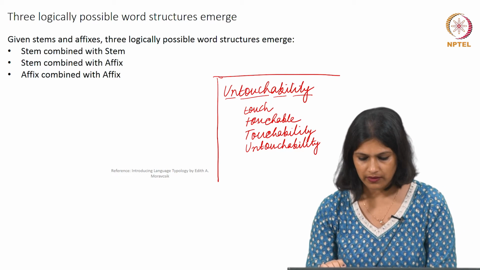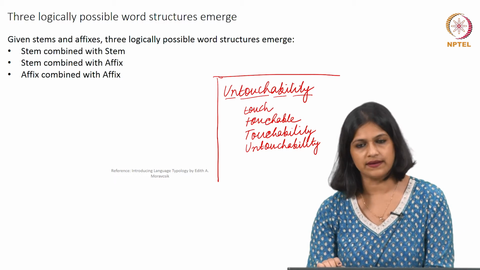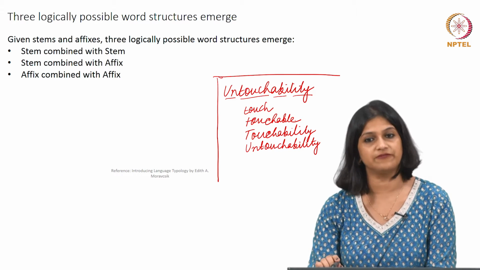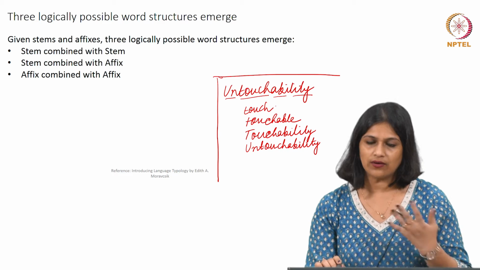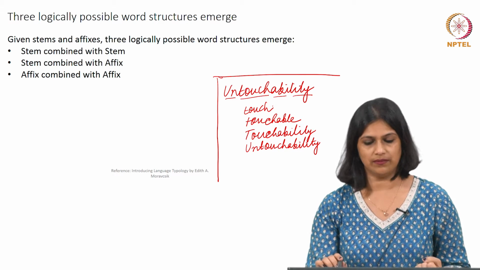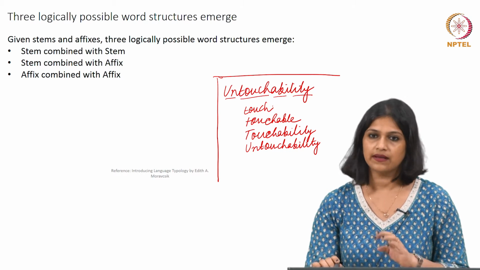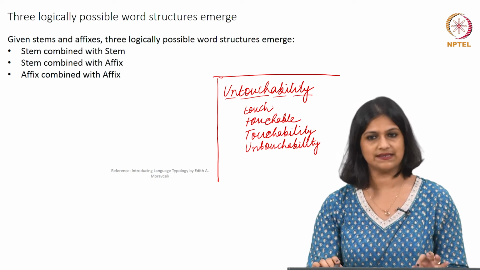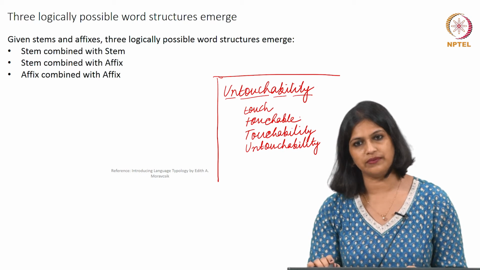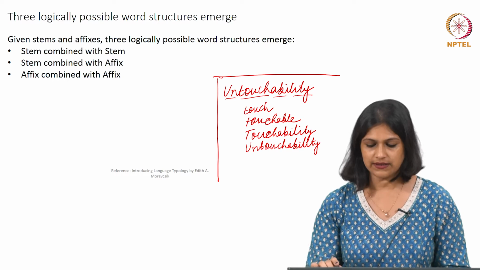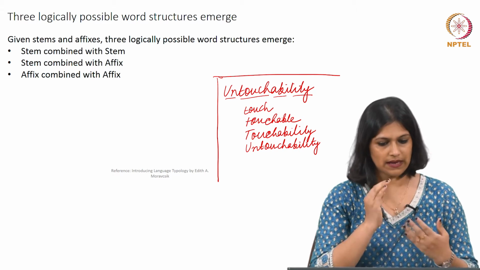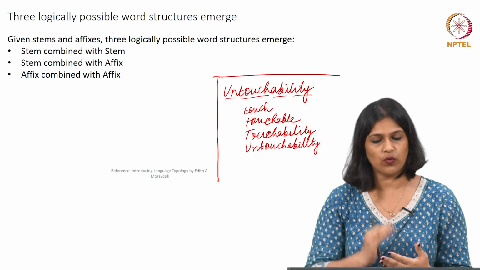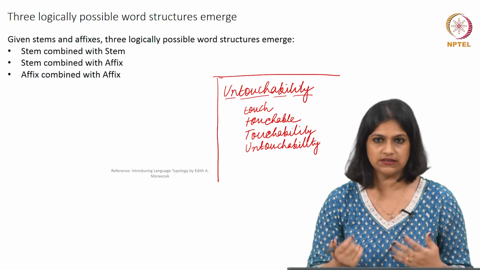However, if you compare touch as a stem and touchable as a stem, there is a difference. Touch as a stem can also be considered a root, but touchable as a stem cannot be considered a root, because it has another morpheme associated with it, right. So, that is how we need to understand when we are trying to figure out what the typologically possible word orders are. Again, it must be logical also.